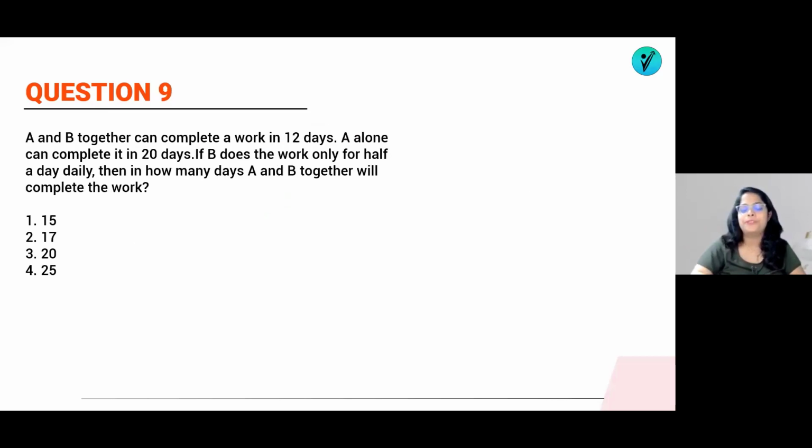Okay, let's go for question number 9. A and B together can complete a work in 12 days. A alone can complete it in 20 days.